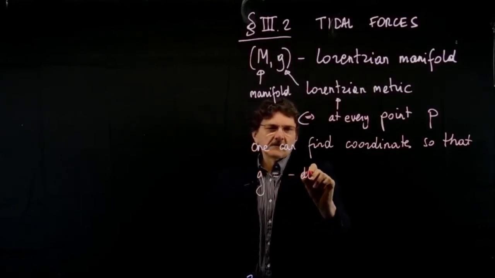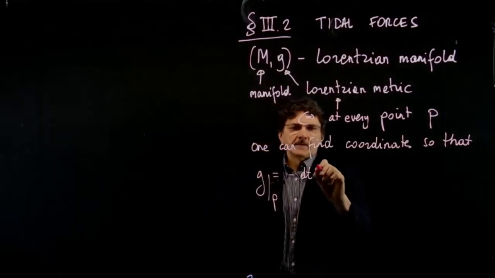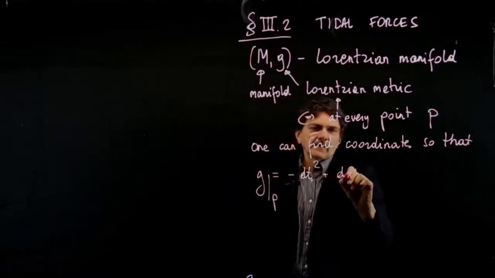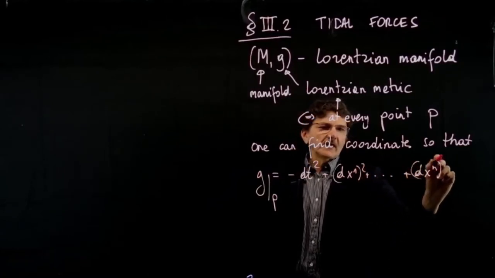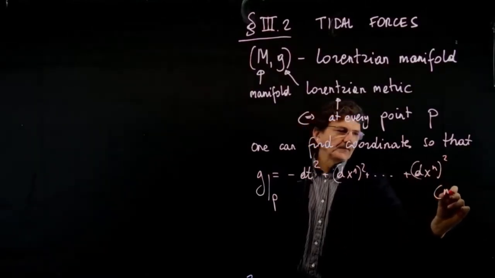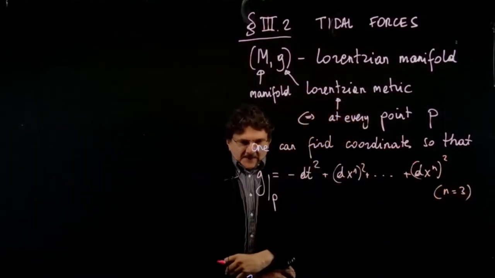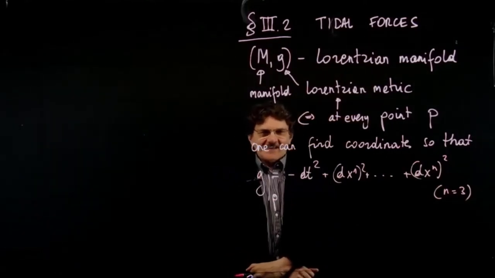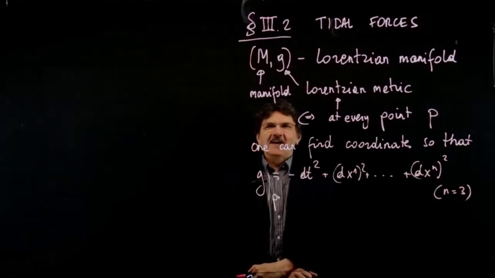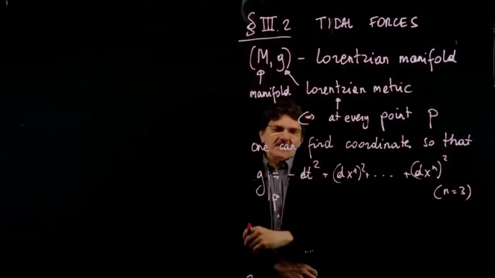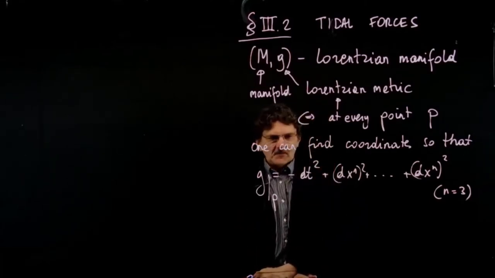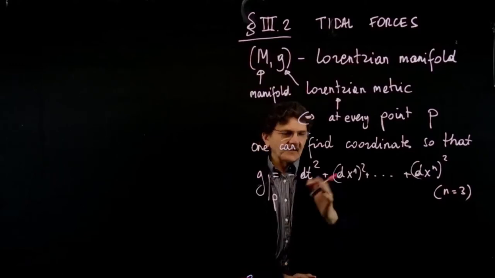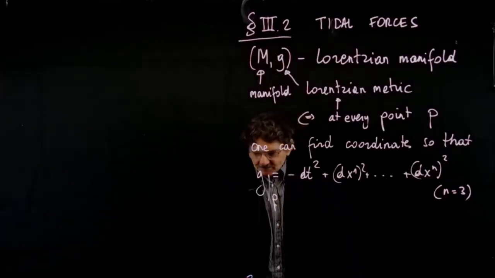takes the form minus dt squared at P plus dx1 squared and so forth. Of course, for physics, you're going to take n equal 3, so 3 plus 1 dimensions, if you do old-fashioned physics of the kind I'm thinking about here. Of course, if you do string theory or something else, this n can be very large. It can be 10 or maybe any other favorite number that you like, and you can convince people that this is a good dimension to do your quantum theory.